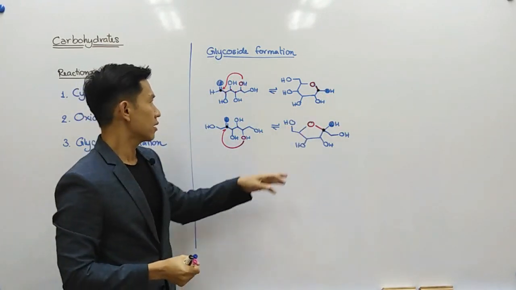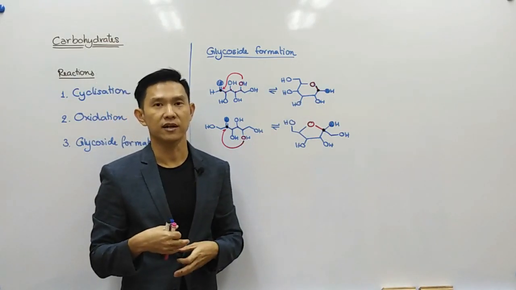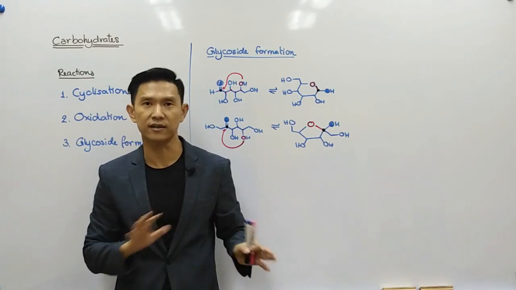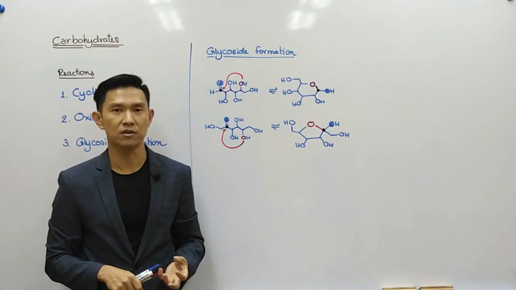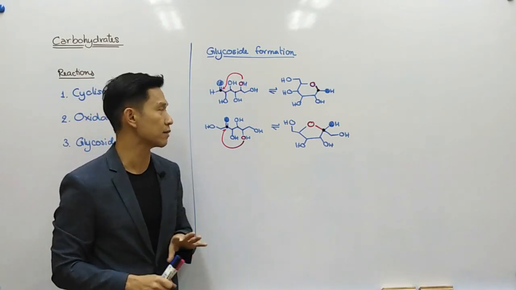Now, every OH can act as a hydroxy group. So it reacts exactly the same as other kinds of alcohols. For example, it can react with sodium metal, liberating hydrogen gas as a product, for example.